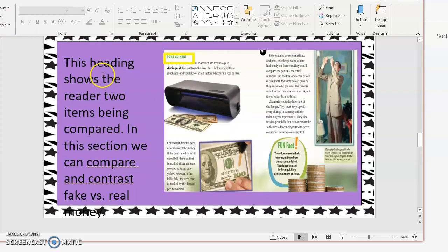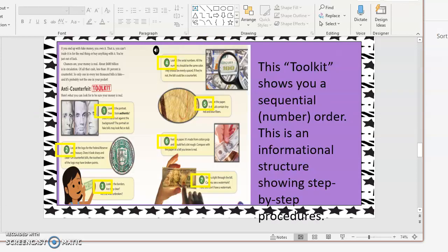Okay, so when we look at this heading, it shows fake versus real. So that's telling me that in this section, there's going to be a compare and contrast. And since this is dealing with money, I know it's going to be talking about real money and fake money. So that gives me an idea if I need to get information about that subject, how they're the same or different, I can look for headings that have the versus, because I know that's a comparison.